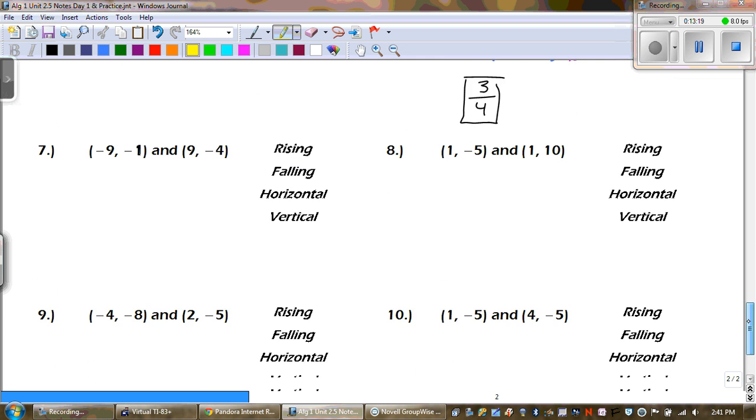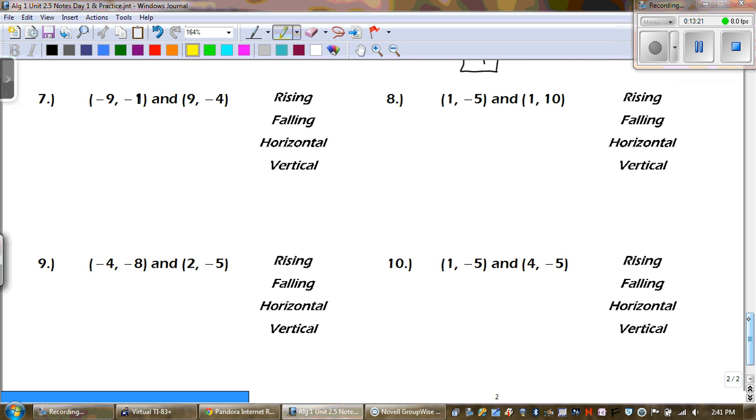Okay, so there are 4 problems left. All 4 of these are on your own. Just remember, guys, you should automatically just write this down each time, okay?